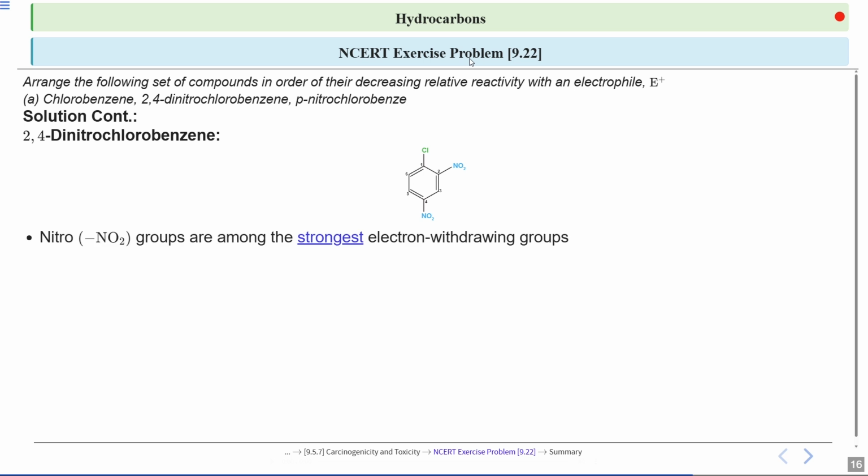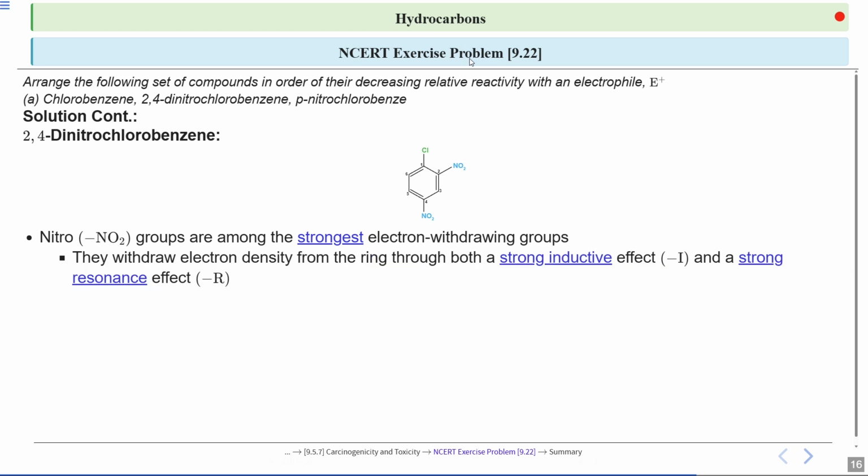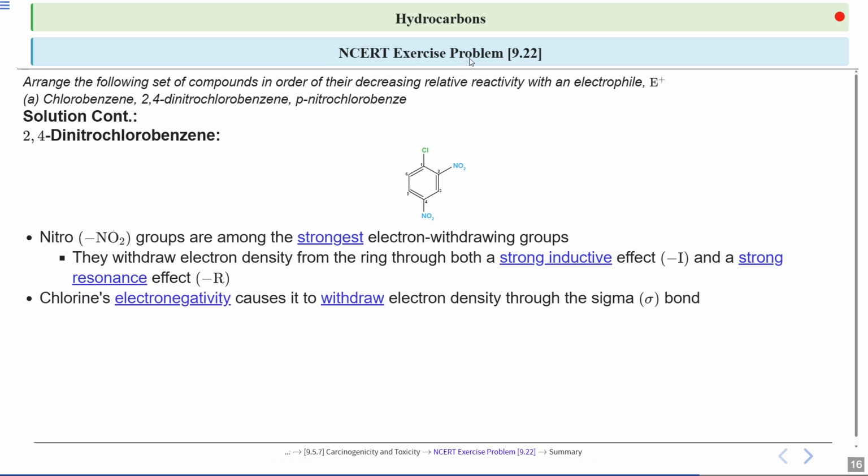So the nitro groups, which have the formula NO2, are some of the strongest electron withdrawing groups in organic chemistry. This means they pull electron density away from the benzene ring, making it less reactive to electrophiles. These nitro groups withdraw electrons in two ways: through a strong inductive effect, which is the pulling of electrons through the sigma bond, and through a strong resonance effect, which involves the delocalization of electrons away from the ring. Both affect the ring and make it less reactive.